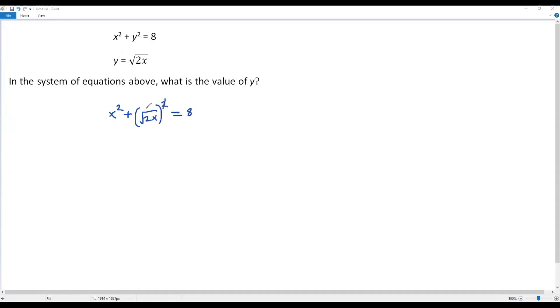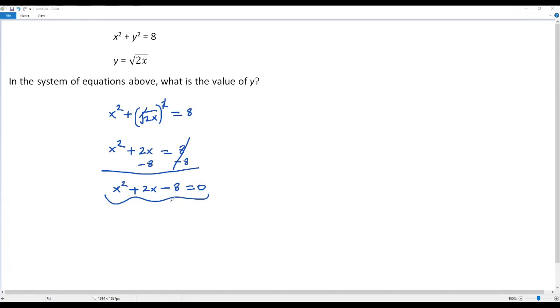Okay, here this square and square root will cancel out. I'm getting x squared plus 2x equals 8. Okay, now let me subtract 8 from both sides. When I do so, this positive 8, negative 8 will cancel out. I'm getting x squared plus 2x minus 8 equals 0. Okay, here we have a quadratic equation in standard form. We can solve this quadratic equation either by factoring or using the quadratic formula.